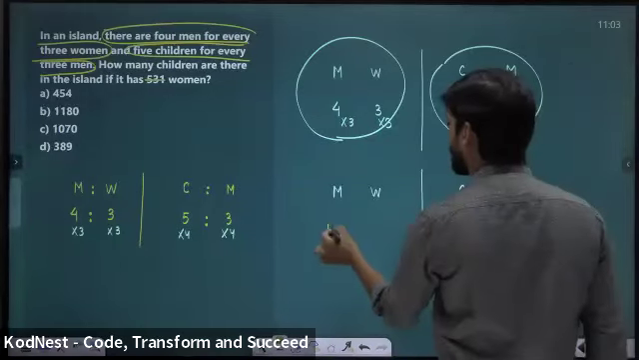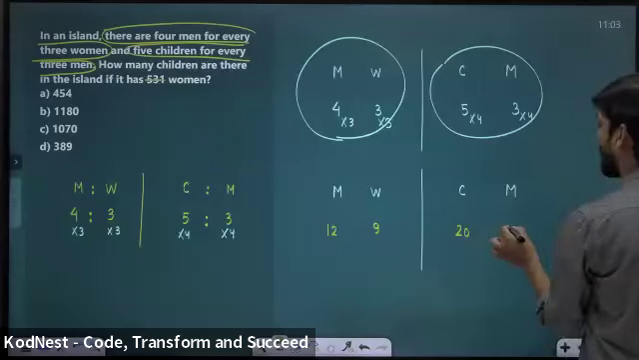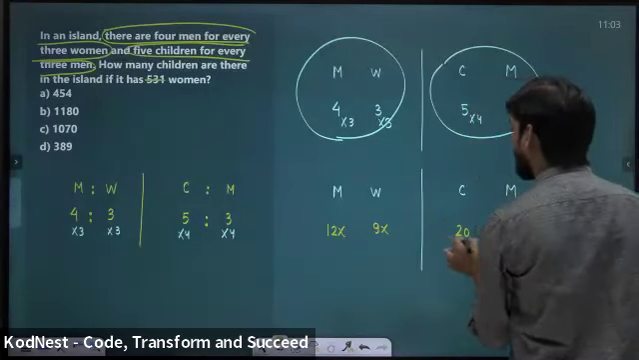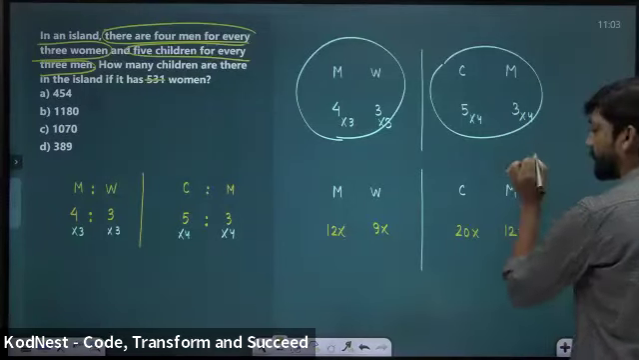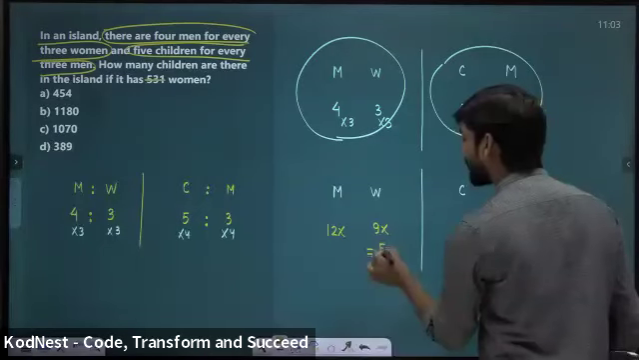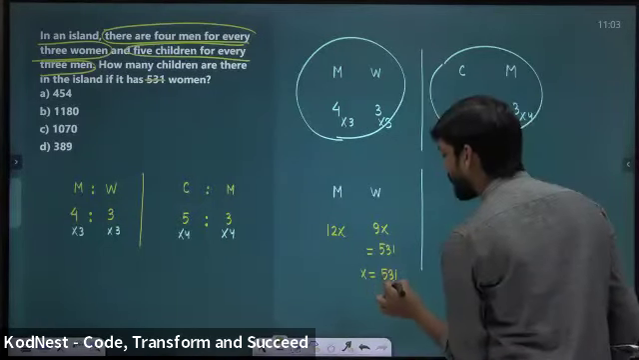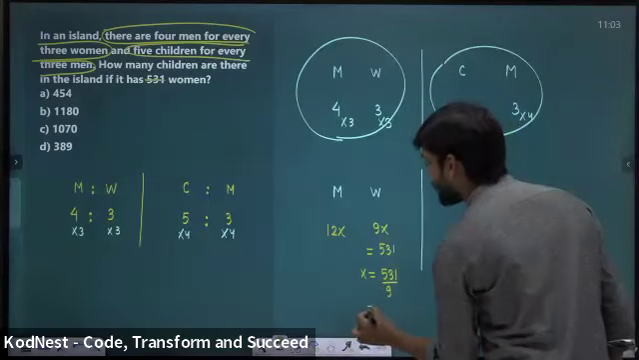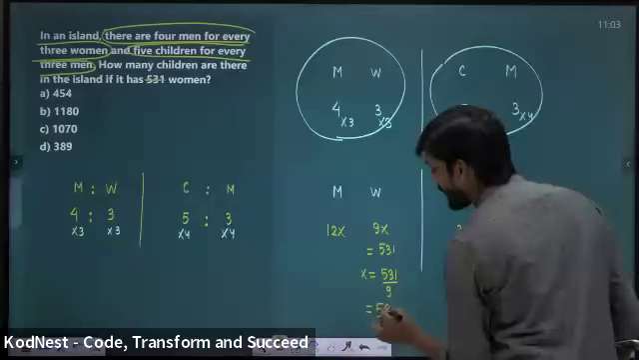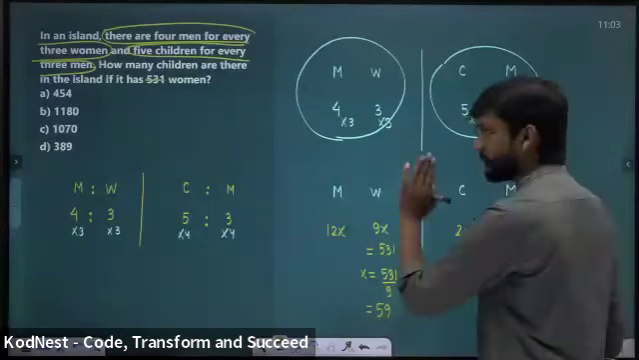First write the values 12, 9, 20, and 12. Okay, and take a variable now. 12x, 9x, 20x, 12x. 9x, the number of women, is given as 531. So x will be equal to 531 divided by 9. This will give you 59 after solving.